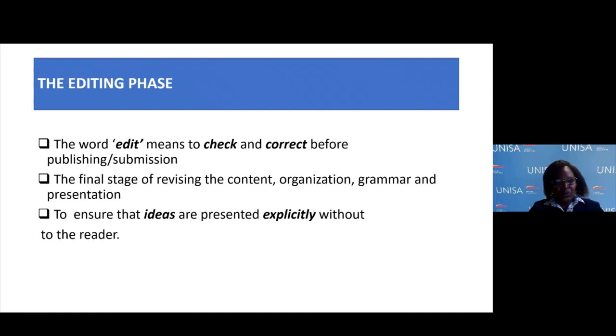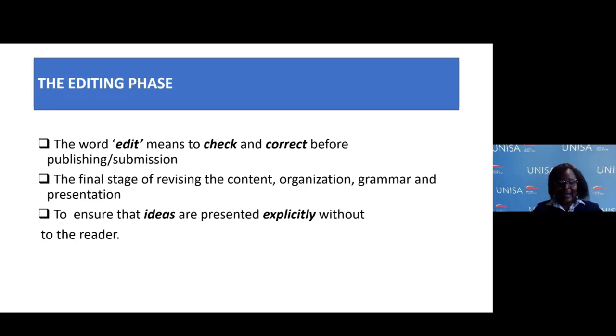You check whether your spellings are correct, the terminology that you have used, is it fine or is it ambiguous? So you correct everything. In so doing, you are revising the content of what you have written. You are organizing your work. Is the grammar that I use correct? Is my presentation up to standard? So you edit, you critique yourself because you say, no, this terminology is ambiguous. It has got double meaning or it's not clear. So you ensure that the ideas that you have presented in your content are explicit, without any ambiguity. It's understandable. When a reader reads that, they will be able to understand what you are saying.